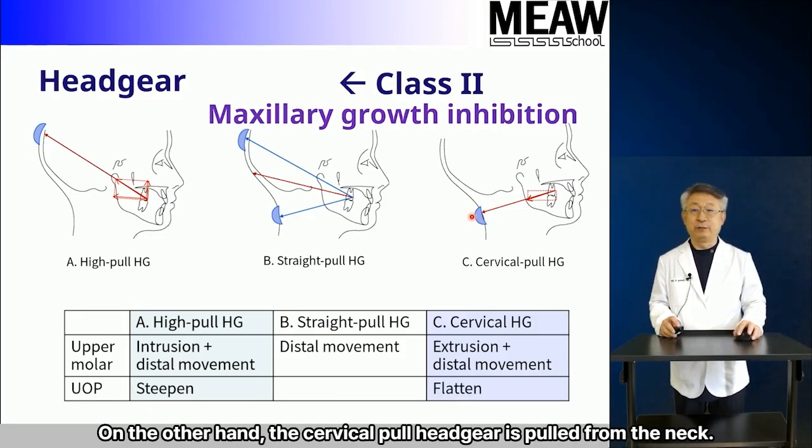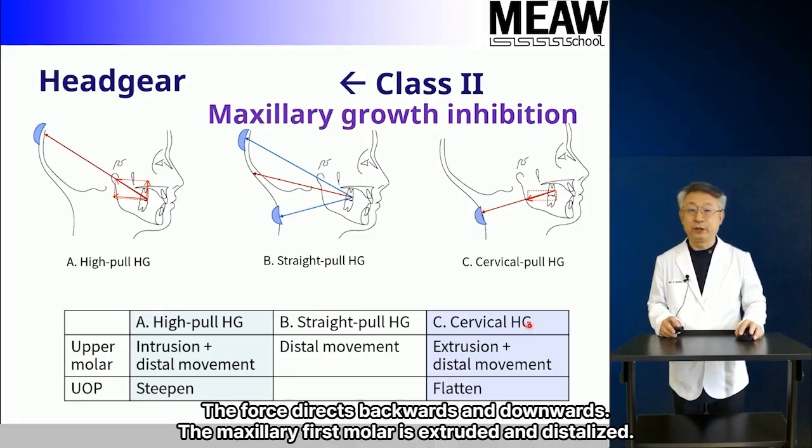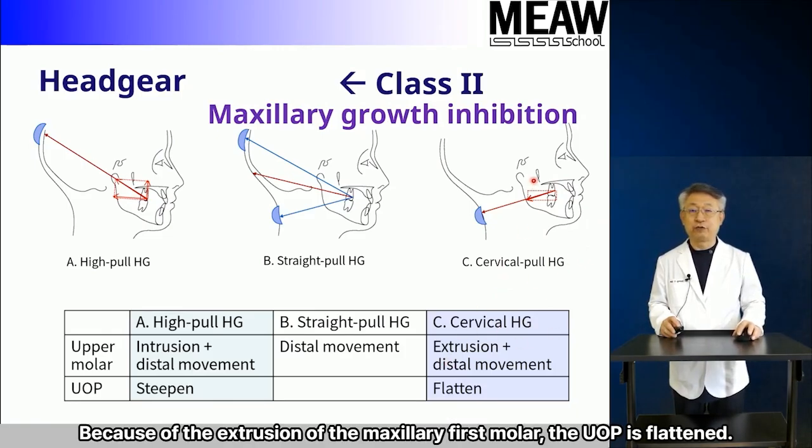On the other hand, the cervical pull headgear is pulled from the neck. The force directs backwards and downwards. The maxillary first molar is extruded and distalized. Because of the extrusion of the maxillary first molar, the UOP is flattened.